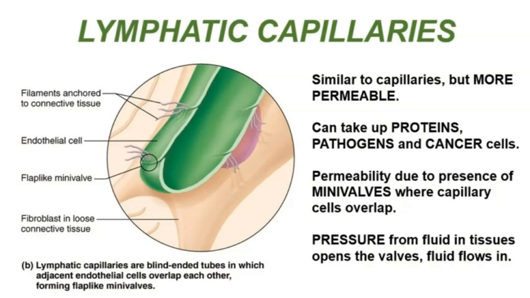They have a high permeability due to the presence of many valves. That is, these are small valves that are present where the lymphatic capillary cells overlap with one another. So they, like the other valves we have seen so far, are opened by pressure. So in the case of the lymphatic capillaries, the pressure comes from the pressure of fluid in the tissues where the capillaries are located.